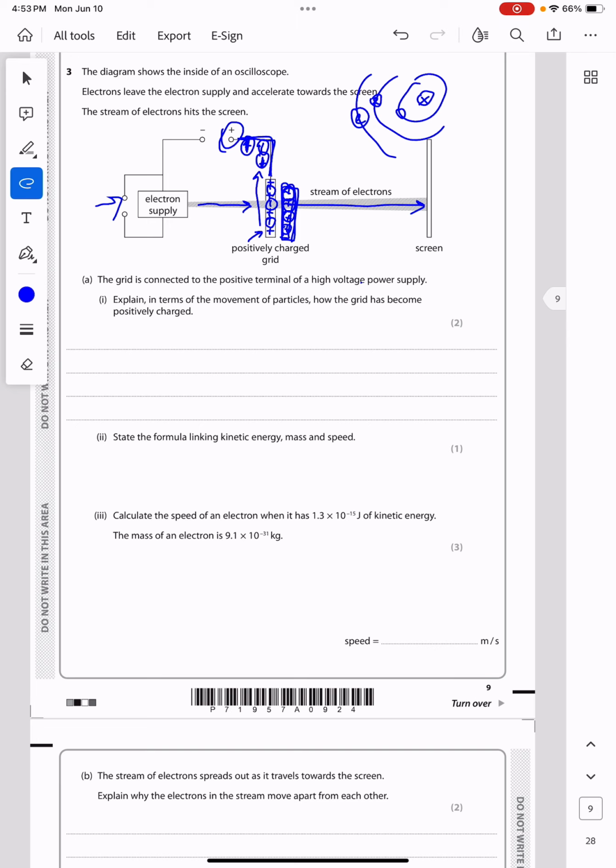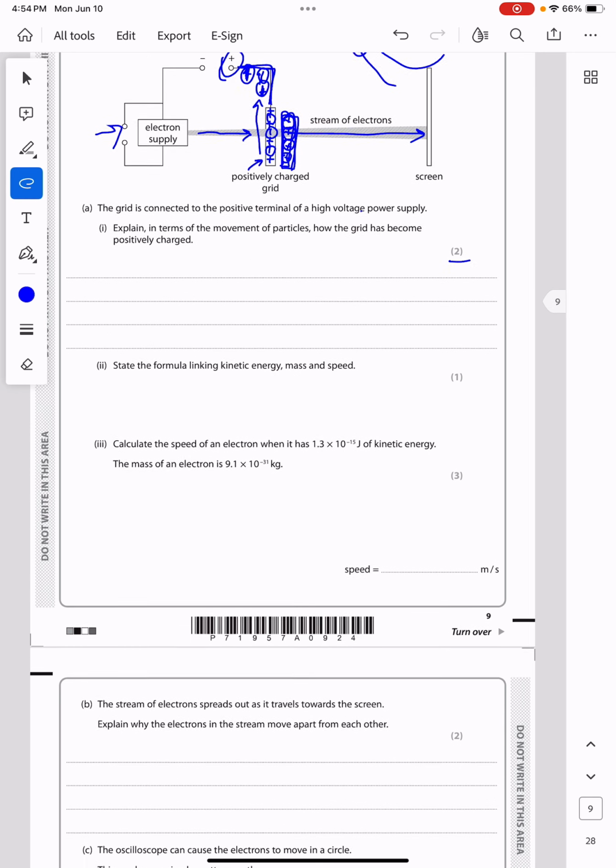So this one has 2 points. The first one, you will have to talk about electrons. Since they are negatively charged, they will be attracted to the positive part of the power supply. So they will transfer from the grid to the positive part of the supply. This is number one. Number two, you're going to talk about the grid. The electrons left the grid, and so the grid will end up being positively charged since it lost some of its electrons.